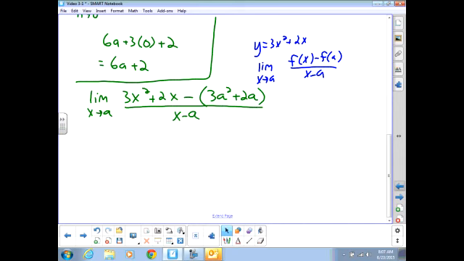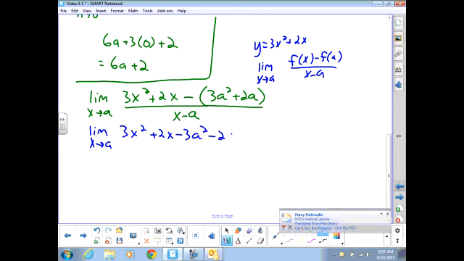Well, we can't do direct substitution because if we subbed in a for all the x's, we'd get a minus a in the denominator, making it undefined. So we've got to do some simplification here. We'll distribute our negative, giving us 3x squared plus 2x minus 3a squared minus 2a all over x minus a.